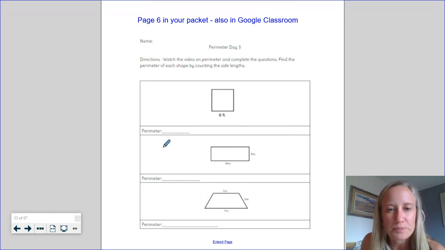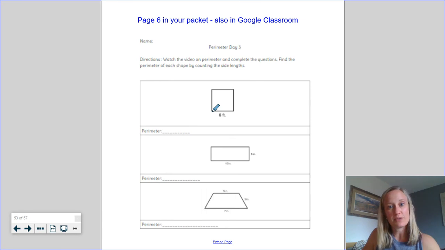Let's look at this one here. What is this shape called? It's a square, right? And squares have all the same sides. So if this has a side of 6, what's this? 6 and 6 and 6. So to find the perimeter, you're going to add all those together.